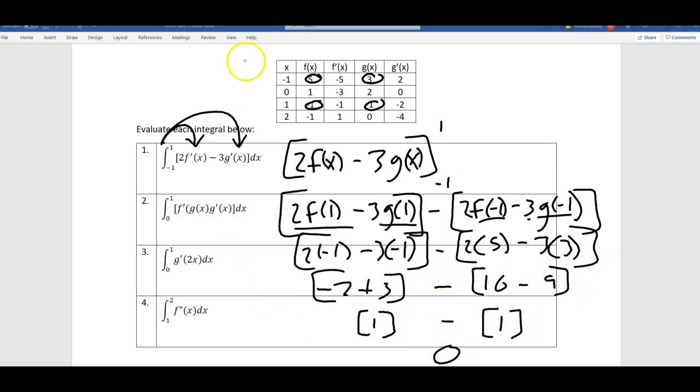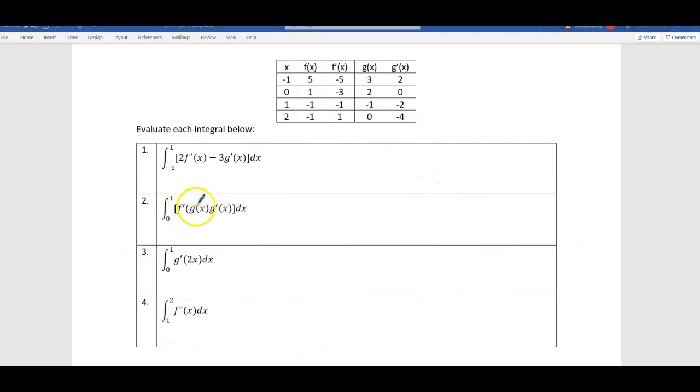So there it is. Just go ahead and do the integration, plug in your limits and subtract them. Fundamental theorem of calculus. You're good to go. Let's go ahead and take a look at number 2.